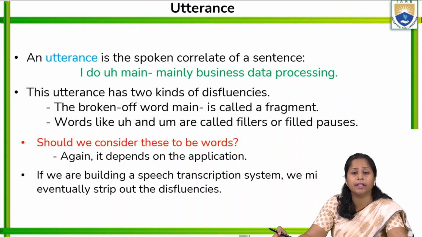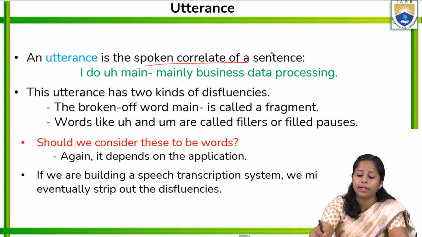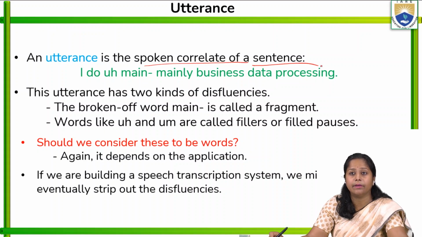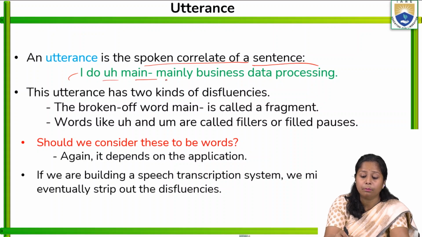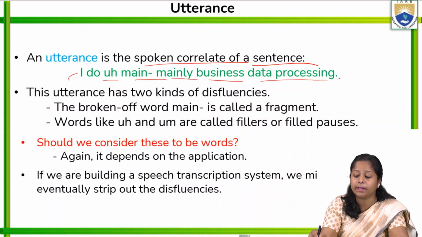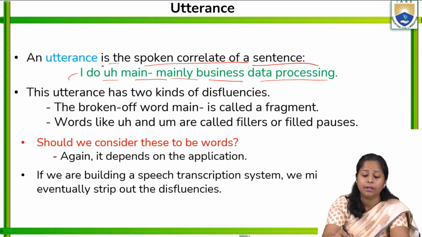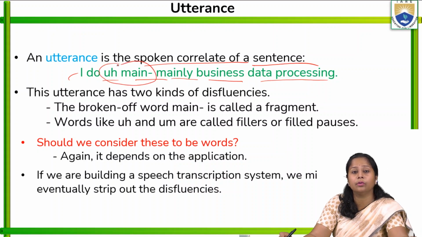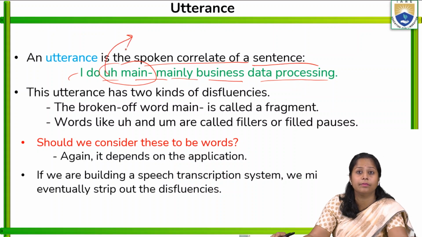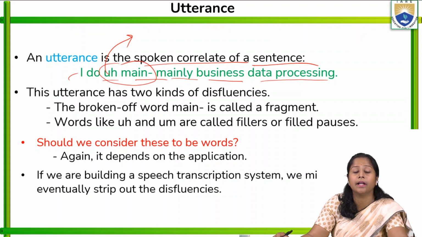Utterance. The utterance is the spoken correlate of a sentence. If I give an example, then you will understand. I do, dash, mainly business data processing. So what it gives is a pause here, and we are pretending it can be mainly, meaning what are the different variations there can be for main. So we need to understand this is called an utterance, where the user wants to say something and it is not told in the spoken words, right?